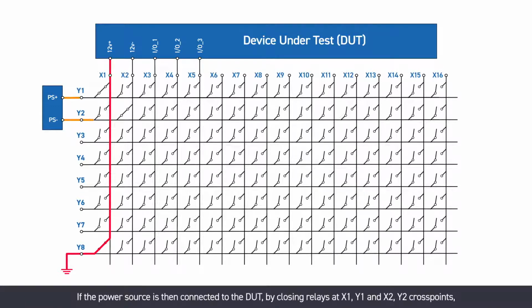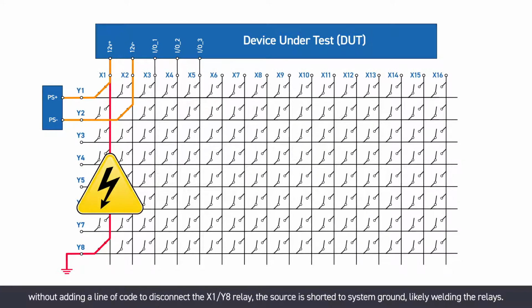If the power source is then connected to the DUT by closing relays at X1 Y1 and X2 Y2 cross points without adding a line of code to disconnect the X1 Y8 relay, the source is shorted to system ground, likely welding the relays.